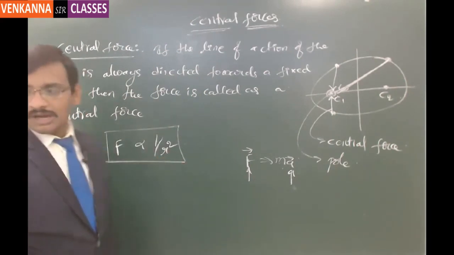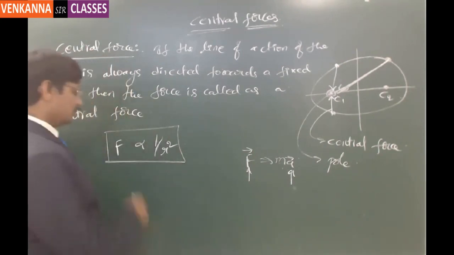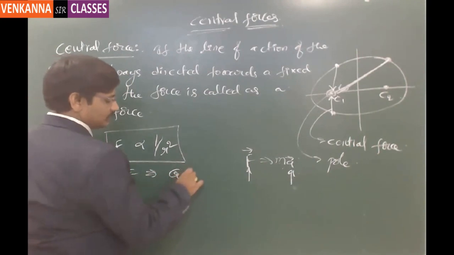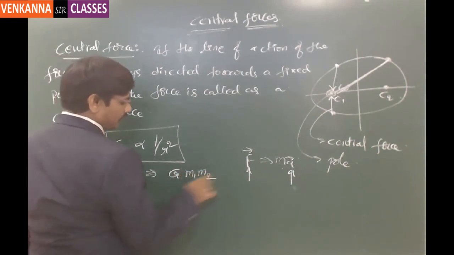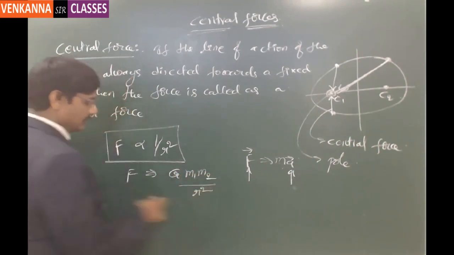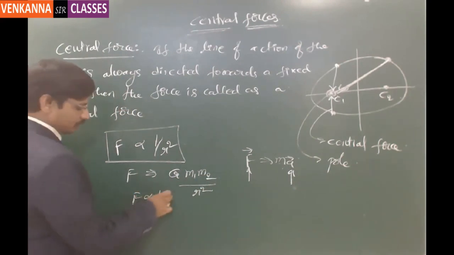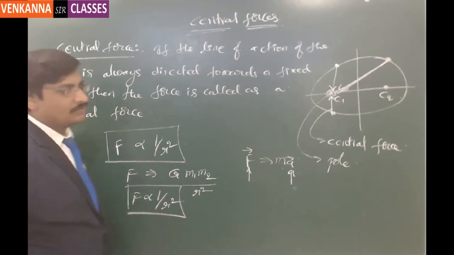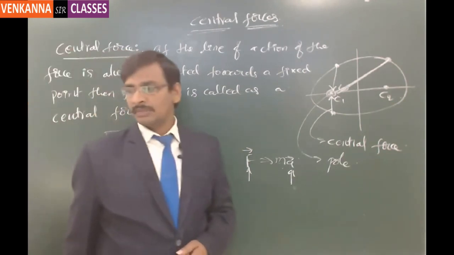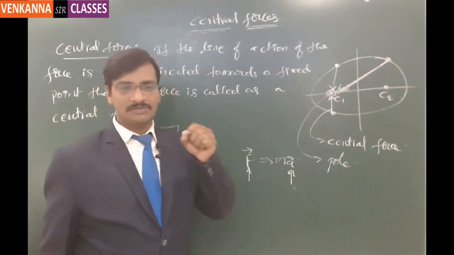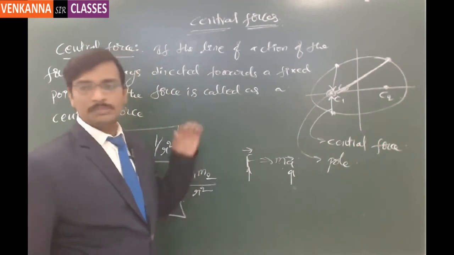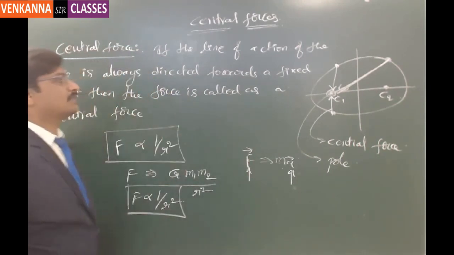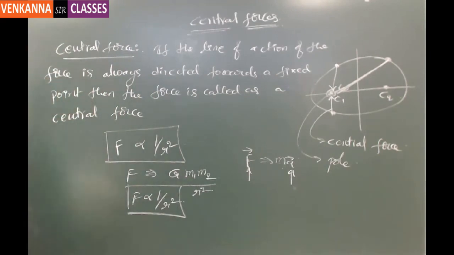As per Newton's law, the force between any two different masses is equal to G times m1 m2 by r square. If you notice here, F is directly proportional to 1 by r square, and this is one particular case of the central force. So the central force has certain fundamental importances, and we are going to discuss those. Got it? First, note down the definition of this central force, then we are going to analyze this case.